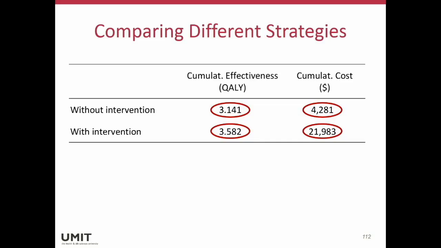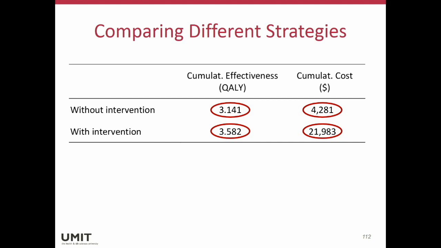So now this is the result. This is the result of running the model for the scenario without the intervention and with the intervention. So what you see is the cumulated effects and the cumulated costs. What do you do with these results? How do you decide now? You would calculate the ICER.